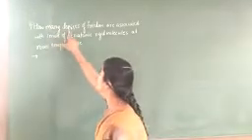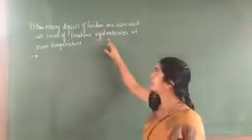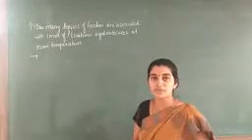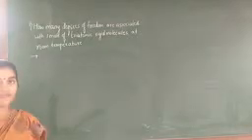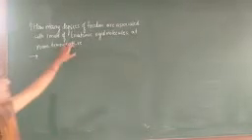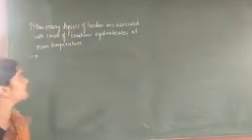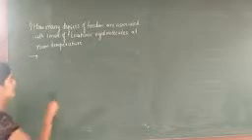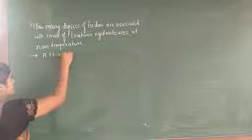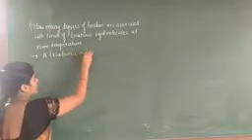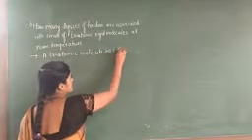How many degrees of freedom are associated with 1 mole of a triatomic rigid molecule at room temperature? Here we have to find the degrees of freedom for the triatomic rigid molecule. In this condition we have to consider a triatomic molecule. We know that a triatomic molecule has 6 degrees of freedom.